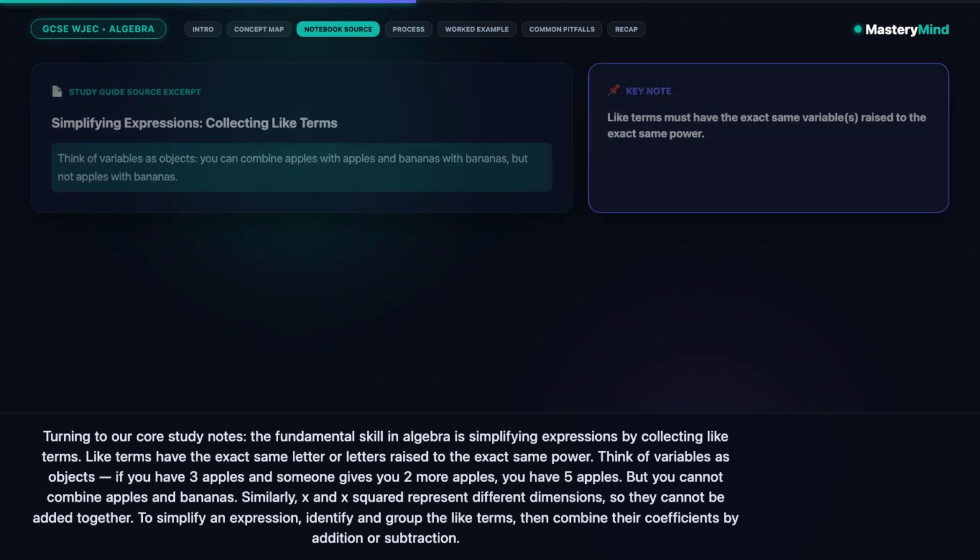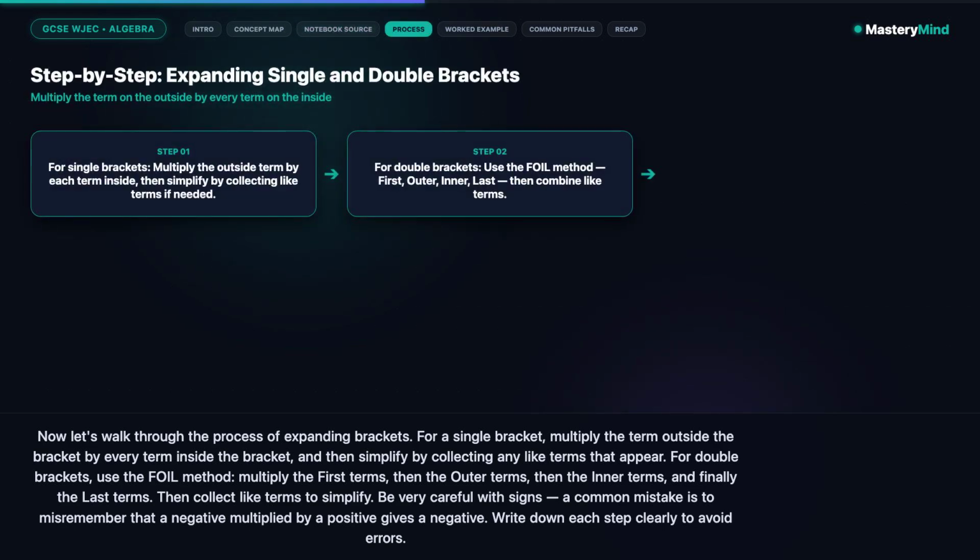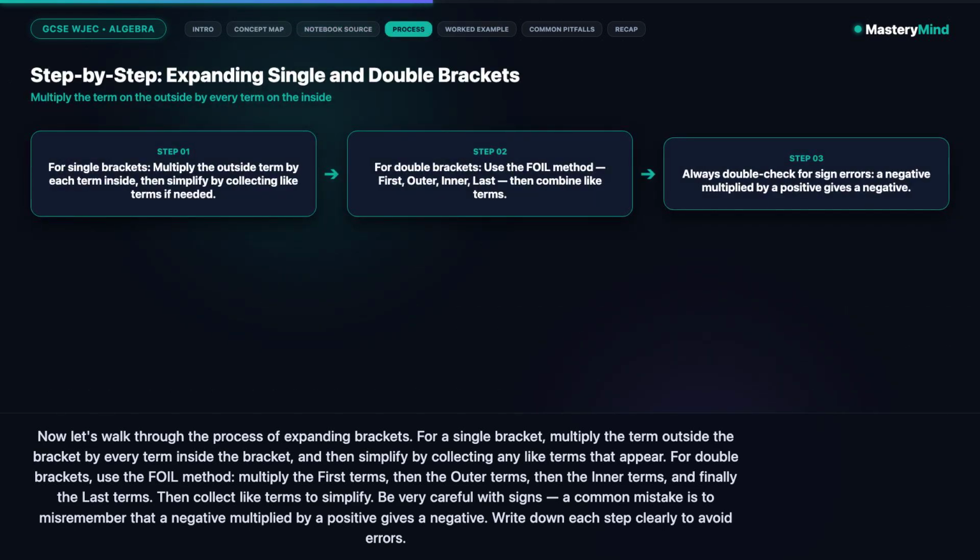Now let's walk through the process of expanding brackets. For a single bracket, multiply the term outside the bracket by every term inside the bracket, and then simplify by collecting any like terms that appear. For double brackets, use the FOIL method: multiply the first terms, then the outer terms, then the inner terms, and finally the last terms. Then collect like terms to simplify. Be very careful with signs. A common mistake is to misremember that a negative multiplied by a positive gives a negative. Write down each step clearly to avoid errors.